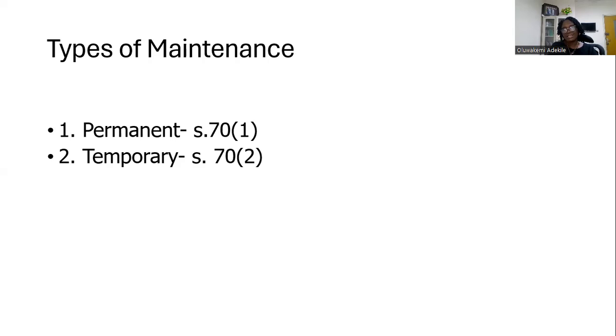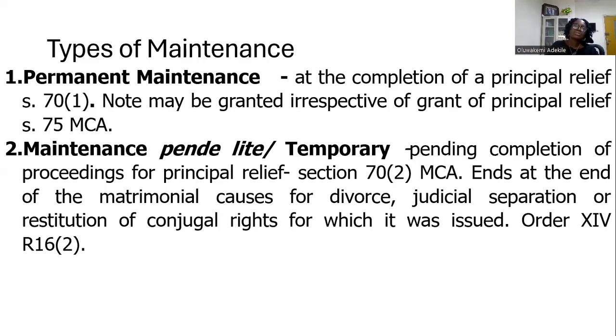And by the time they try the case, the court might decide either to discharge the order or to give a permanent order that encapsulates the real interest between the parties. So permanent maintenance at the completion of the case is under Section 70, subsection 1, and this may be granted irrespective of the grant of the order of the matrimonial cause that is before the court. Also, expect that you read Section 75 of the MCA for further provisions on that.